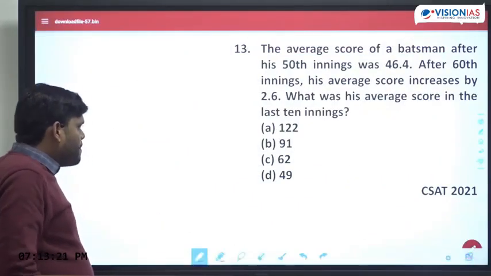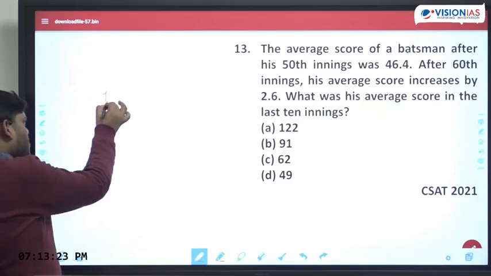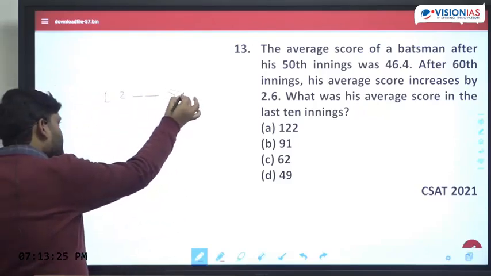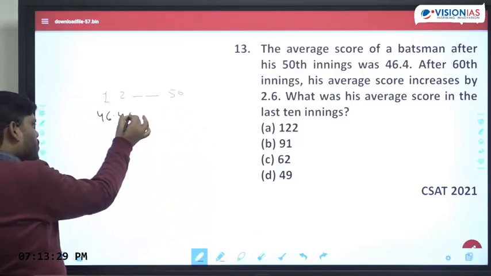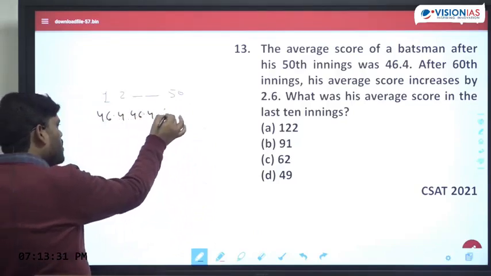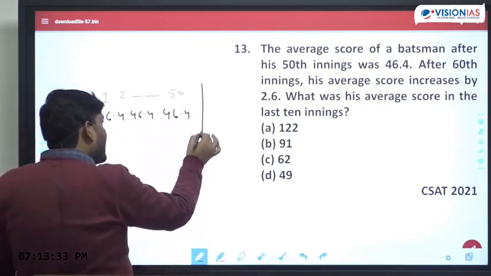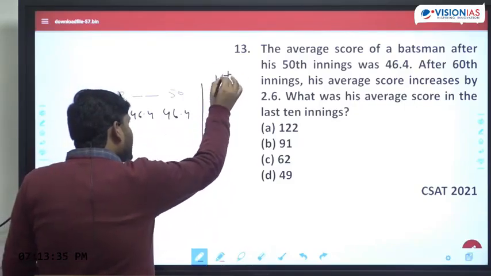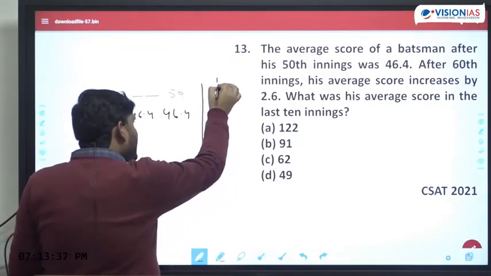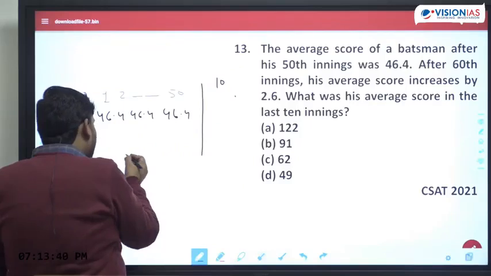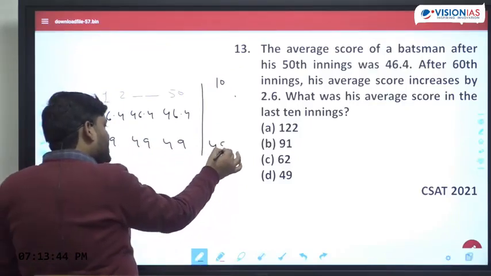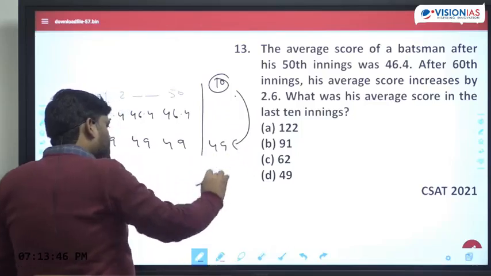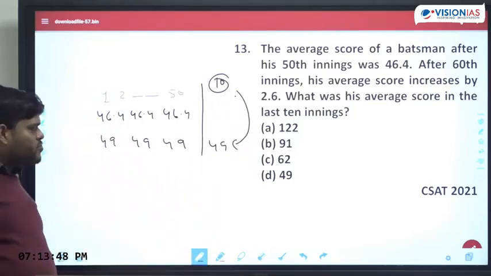What is the second way? The second way is like 1, 2 till 50. The average was 46.4. Now when the last 10 innings were added, the new average becomes 49, and this 10 average is also 49.